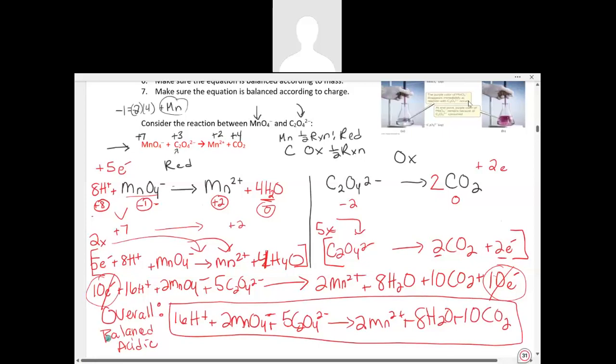Some future examples will look at that. And this is balanced in acidic conditions. We will also take a look at balancing in basic.